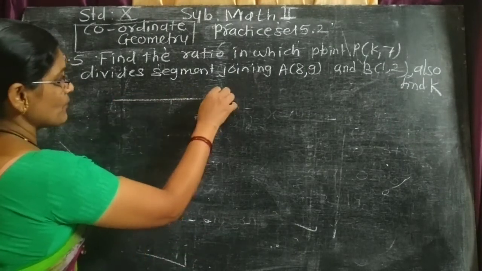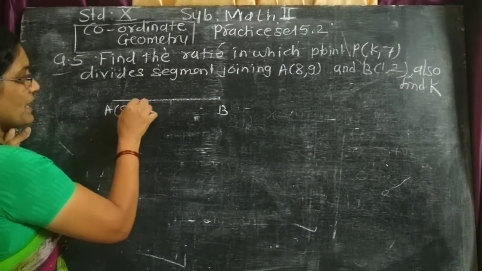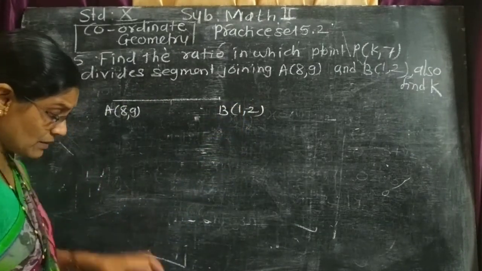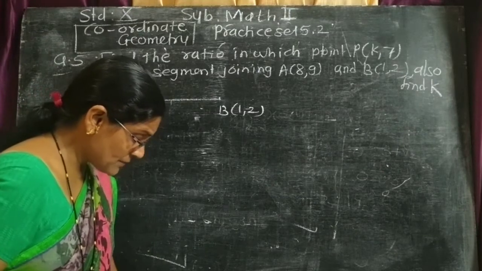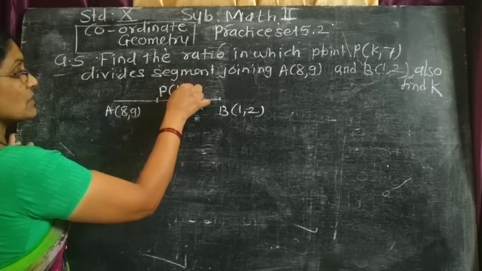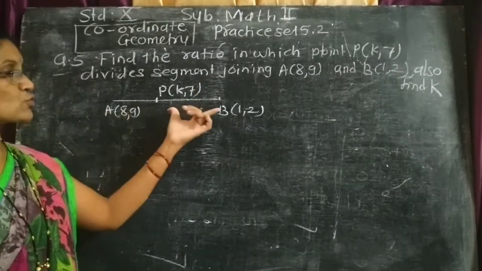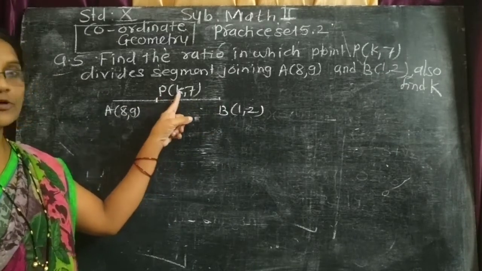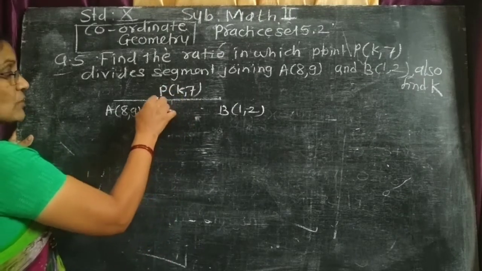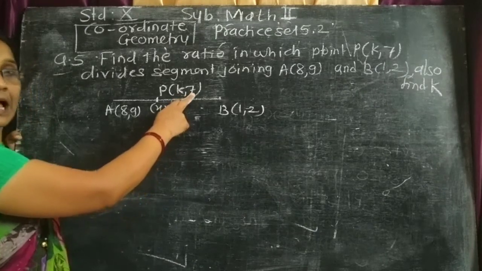Suppose this is the segment AB. The coordinates of A are (8, 9) and the coordinates of B are (1, 2), which are given. Also it is given that this point P is (k, 7), and we have to find out the ratio m:n and also the value of k, that is the x coordinate. Suppose the coordinates of this point are (x, y); here the value of the y coordinate is 7.